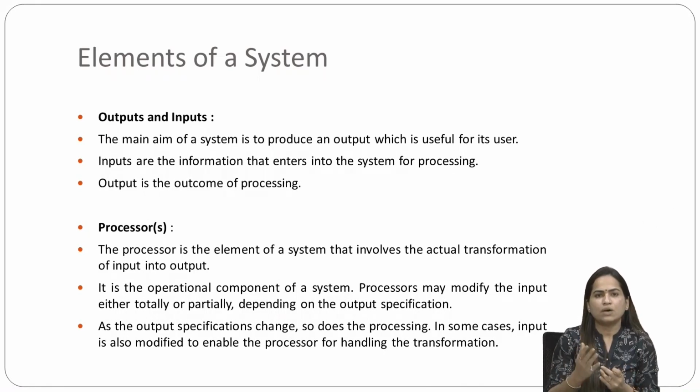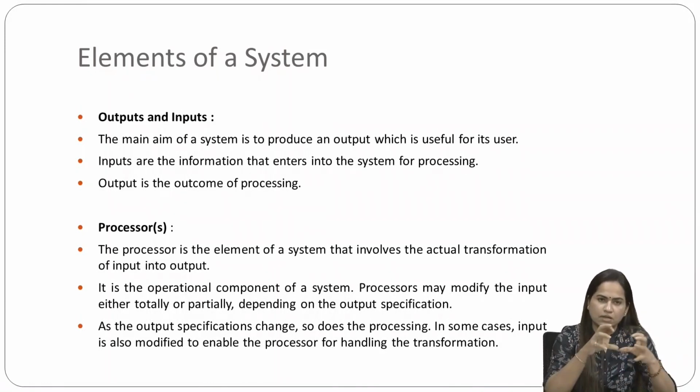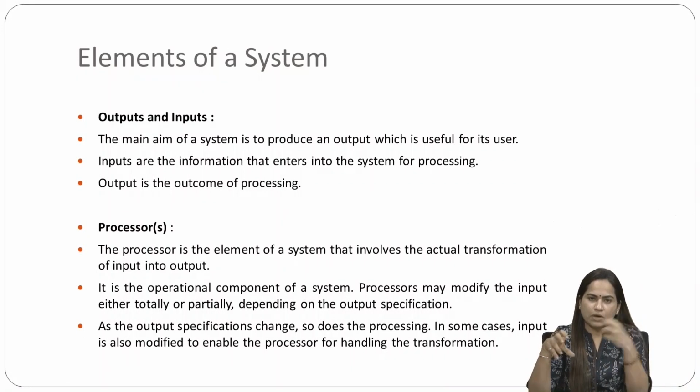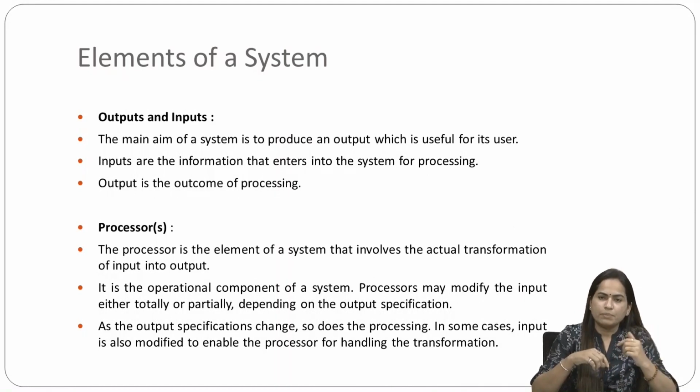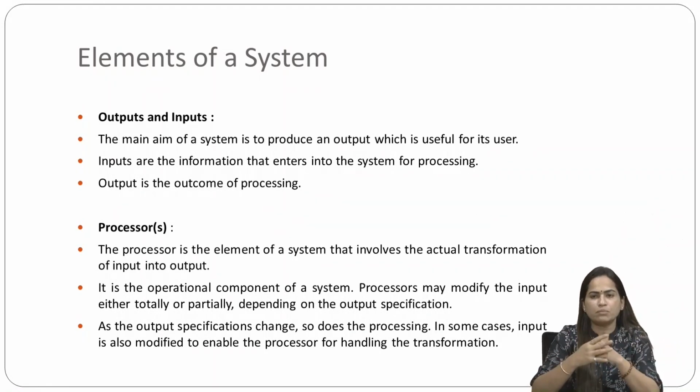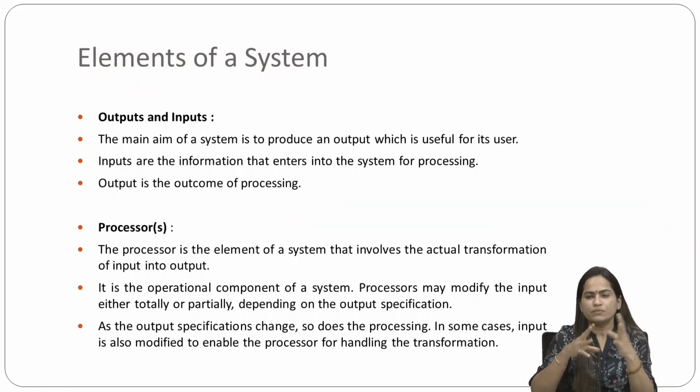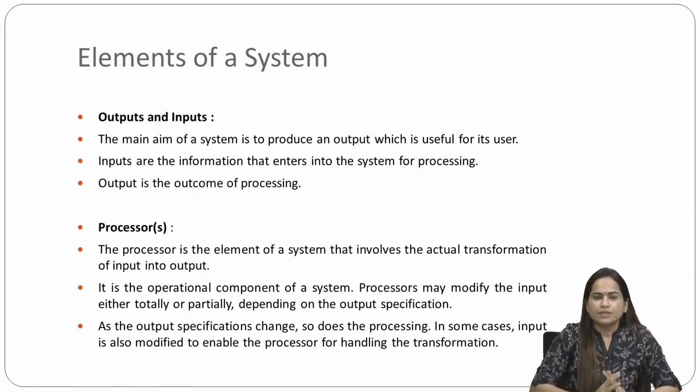Output is the outcome of processing. Input is given, the process is done, and whatever outcome we get is the output of that process. The third part is process. To execute that process, we will have a processor. We may have one processor or several processors which will execute the process. The processor is the element of a system that involves the actual transformation of input into output.